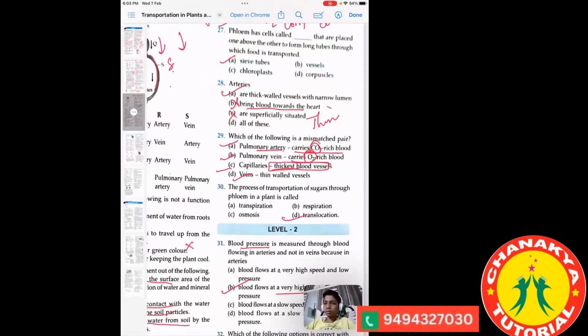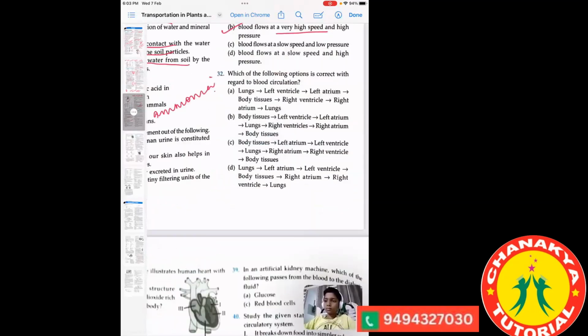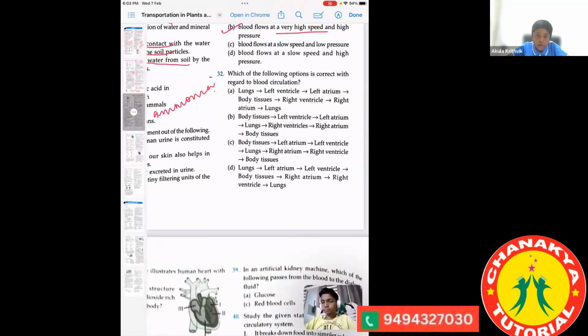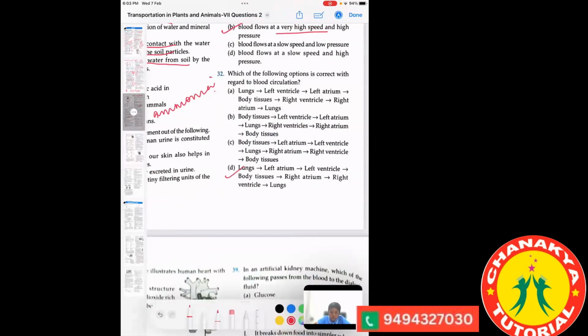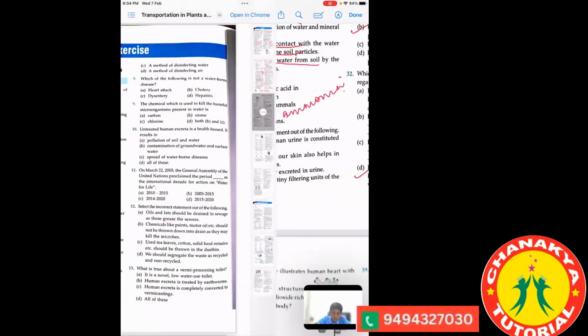Kritvik, question number 32. Which of the following options is correct with regard to blood circulation? Correct. We have to tell through which organs the blood circulates and the correct sequence of the pathway. So the lungs into the left atrium, from the left atrium to the left ventricle, then to the body, then from the body to the right atrium, to the right ventricle, and then finally into the lungs.